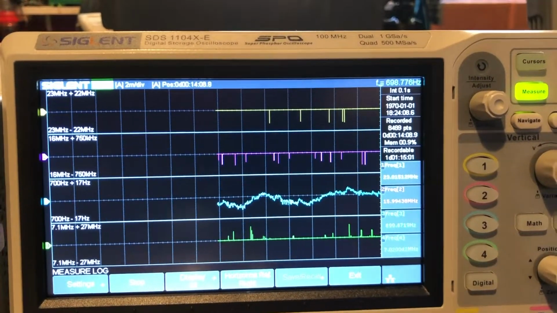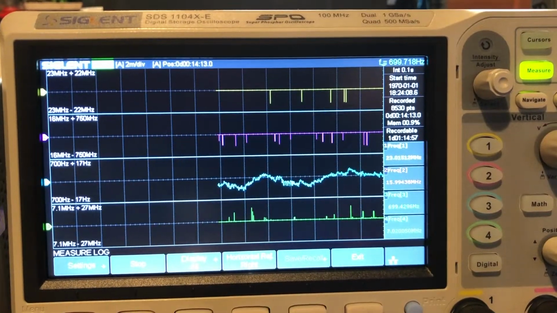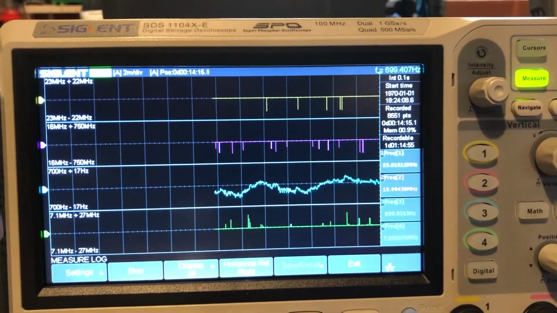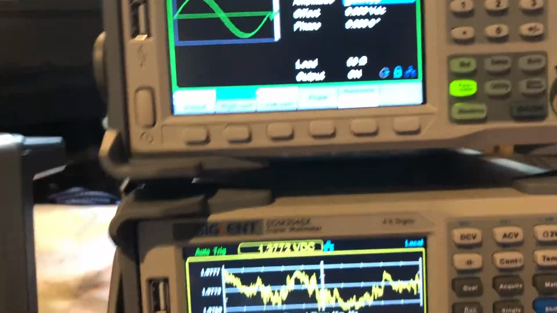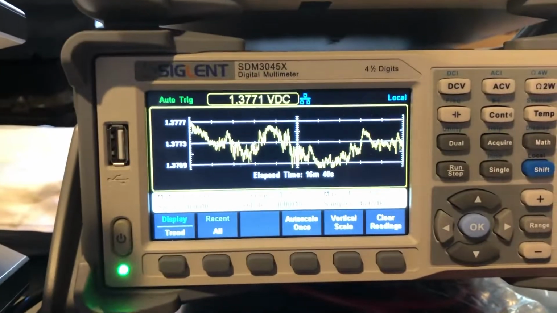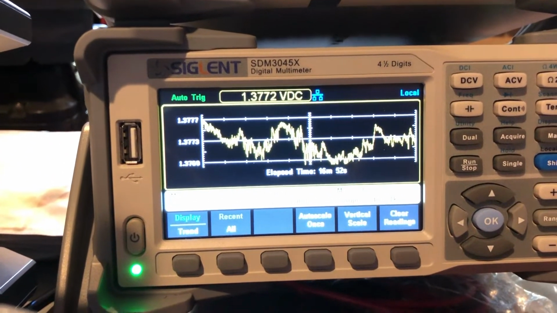But you can see that the audio frequency is actually not doing too bad right now. I mean, it's plus or minus 17 hertz. It's actually better than that. And then looking at the voltage going into the voltage controlled oscillator, and it's changing a little bit.